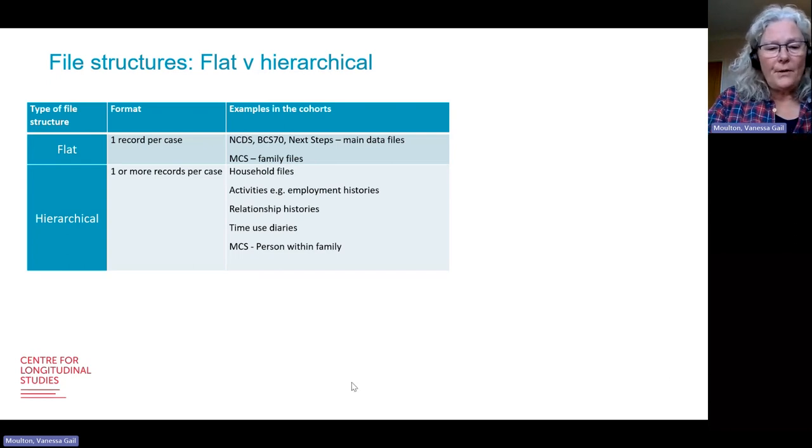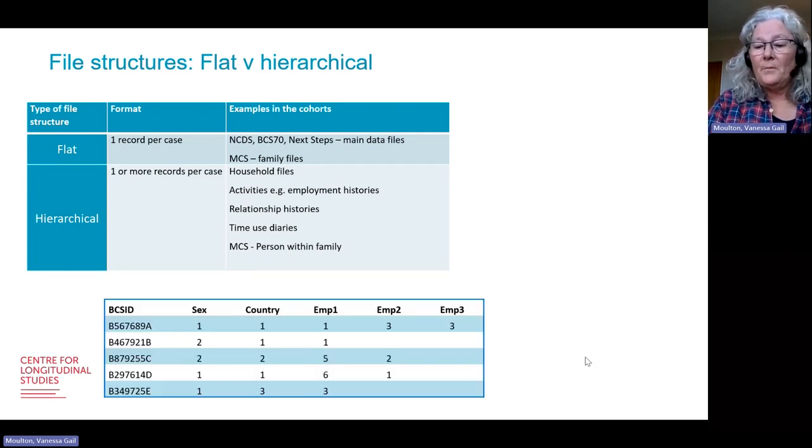So if I just show you, this is a made up example. You can see the ID for the BCS70 in the first column, and in the next column you have sex, and then you have country, and then you have employment there, EMP1, EMP2, EMP3. And this is an example of a flat file or a wide file.